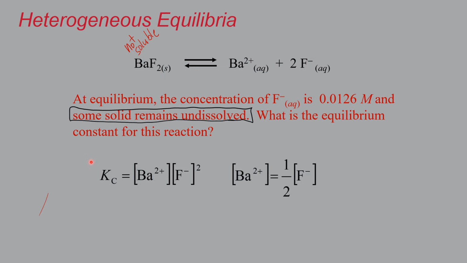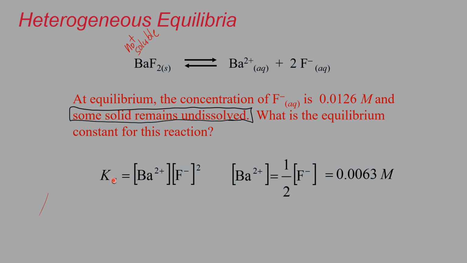Now, because you know that all of the fluoride and all of the barium came from this process and this process only, because I told you that you were dissolving it in pure water, they're related. The stoichiometry tells you that because you get 2 fluorides for every 1 barium, the barium concentration is going to be equal to half of what the fluoride concentration is. And from there on in, it's just plugging the numbers in.